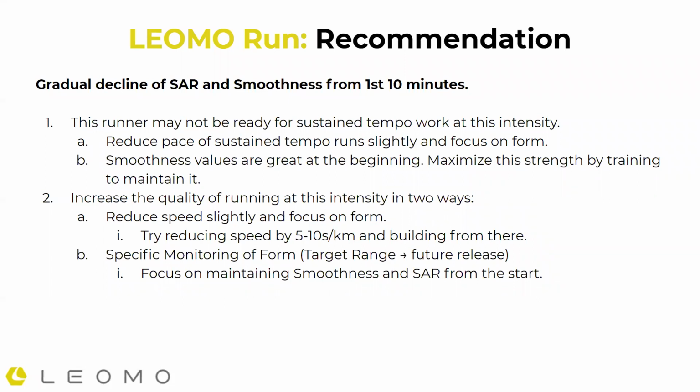And then the specific monitoring of form, like we just mentioned about target range, setting a goal with your MPI, saying I want to stay above this value or I want to stay below this value, and just doing some brief check-ins periodically on the run, seeing how we're doing with that. Are we trending up? Are we trending better? Do I need to stop the workout or change it? And for those, it would be definitely smoothness and strike angular range right from the beginning.